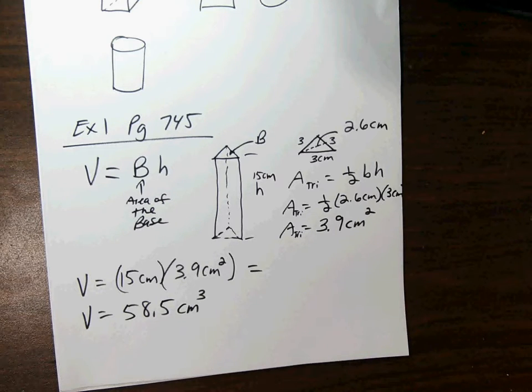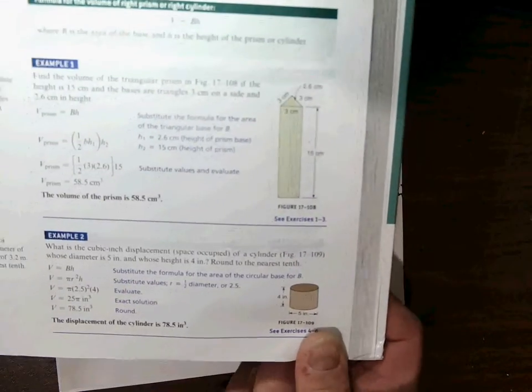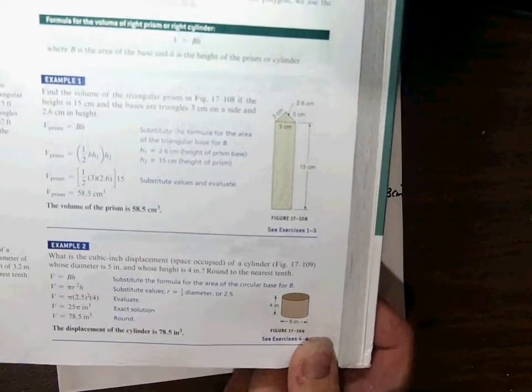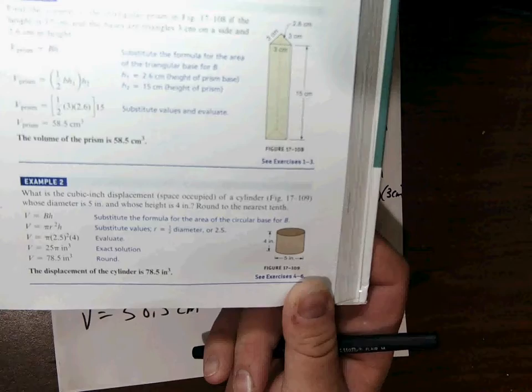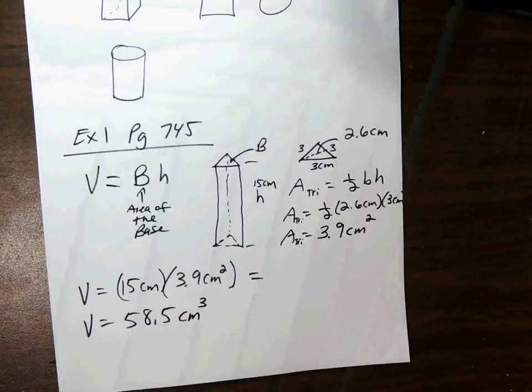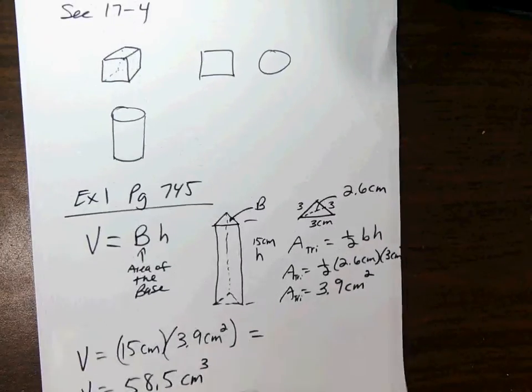Example 2. What is the cubic inch displacement, which is a fancy way to say the space occupied, of a cylinder in the figure? I'll pull the book over here in a second. Whose diameter is 5 inches and whose height is 4 inches. Round to the nearest tenth. So now I've got a cylinder down here at the bottom of 745. I want to find the volume of that cylinder. Okay? Alright, I think we can handle that.